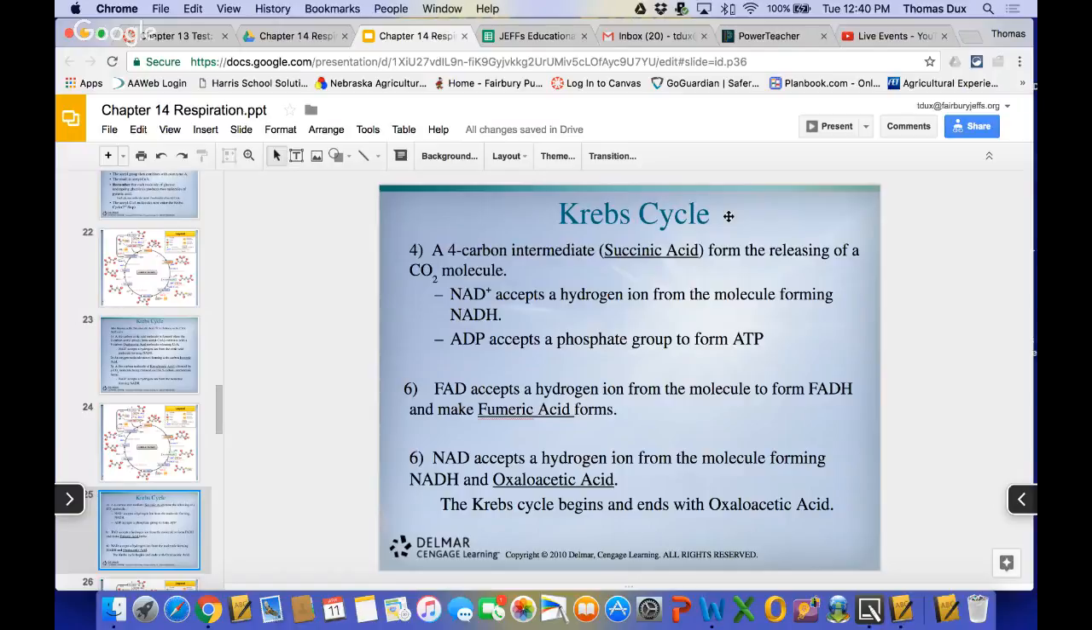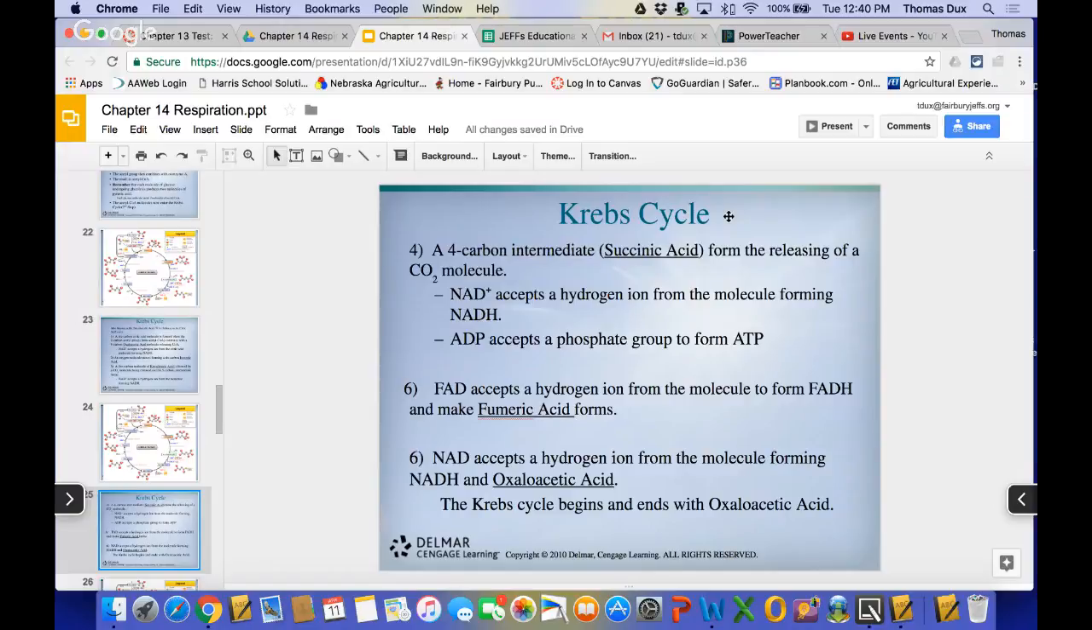Last thing here, NAD accepts a hydrogen ion from the molecule, forming NADH, and then oxaloacetic acid is made because oxaloacetic acid was a 4-carbon compound, and that's exactly what we have made here. The Krebs cycle begins and ends with oxaloacetic acid. So we start with the 2-carbon from acetyl-CoA, combine it with the 4-carbon oxaloacetic acid. Through the different molecules that are being made, it ends up becoming a 4-carbon molecule again, oxaloacetic acid.